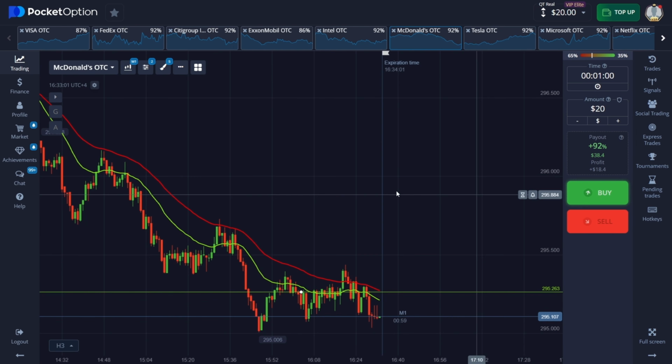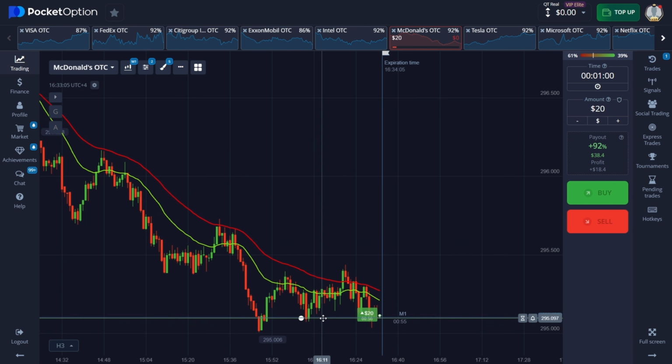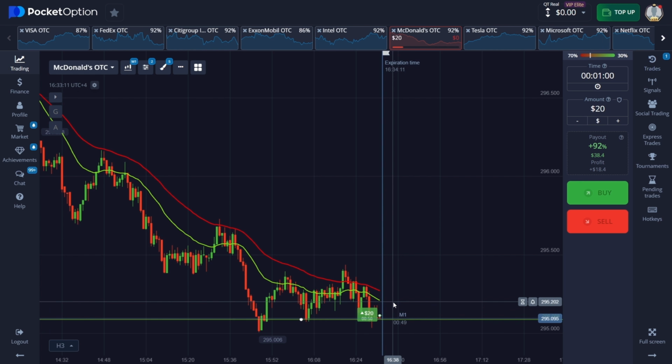Here we have a trade on McDonald OTC, and I placed a trade for the upside move from the support level. The candle was exhausted, and you can see small red doji candles near the support level. That's why I took this trade for the upside move. Even though I placed a slightly off entry, the trade is going in our favor because this was a good trade, which I've already explained in our course.